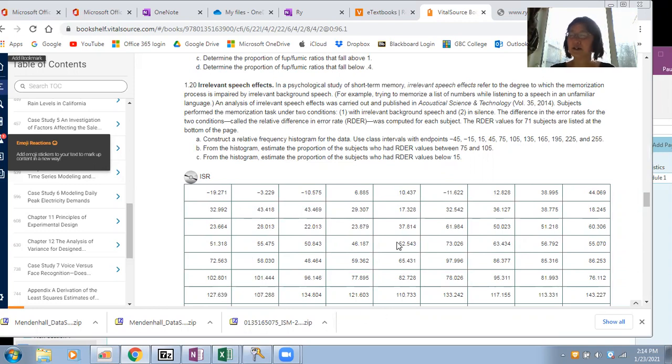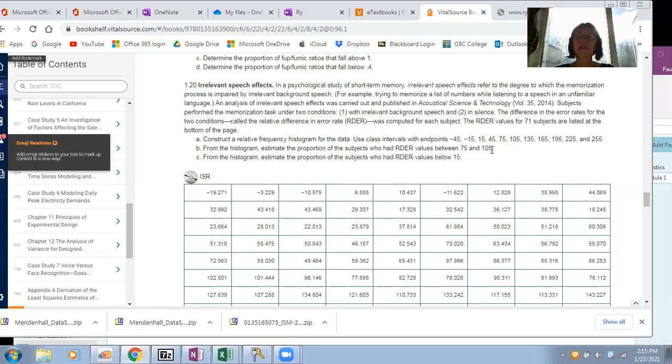Okay. So there are 3 questions. Because of the time limit, I will just go to question A and question B. Question A, construct a relative frequency histogram for the data. Use class intervals with endpoints -45, -15, etc. Okay. B, from the histogram, estimate the proportion of subjects who had RDER values between 75 and 105.